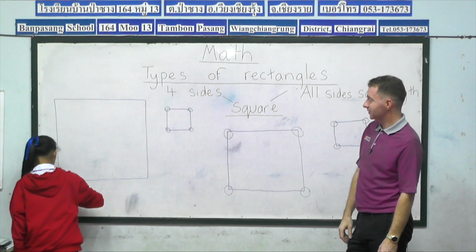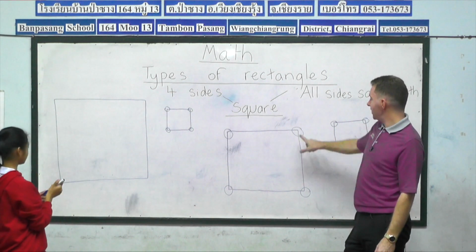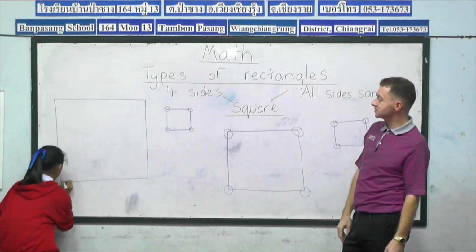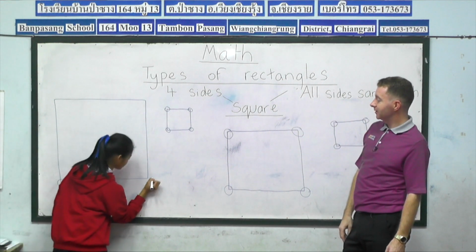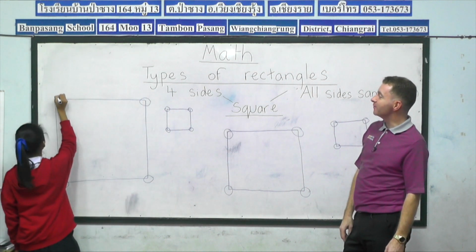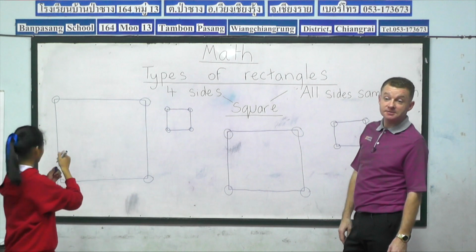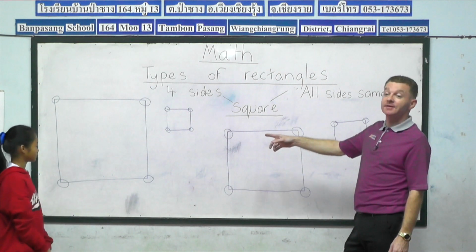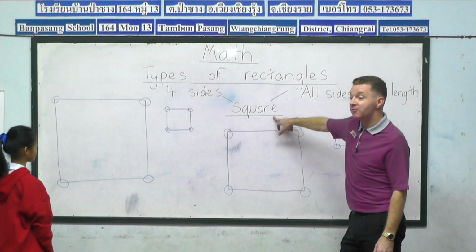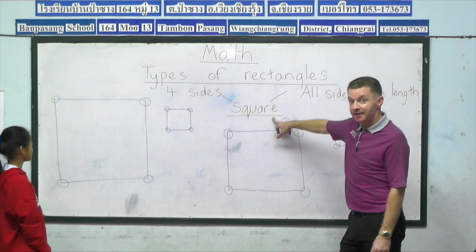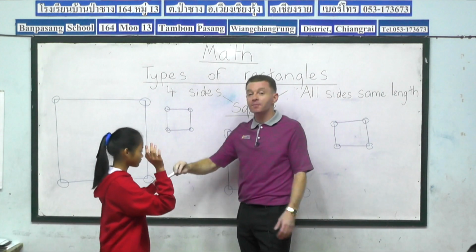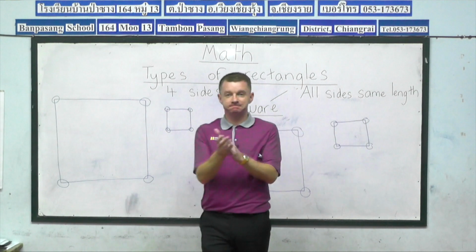Brilliant. And Dan, do me one more favor. Can you do the right angles too? We have 4 right angles in the corners. 1, 2, 3, 4. Brilliant, guys. How many sides? 4. Are they all the same length? Yes. So what type of shape have we created? Square. Okay? Dan, that was excellent. High five and a big round of applause for Dan, please, guys.